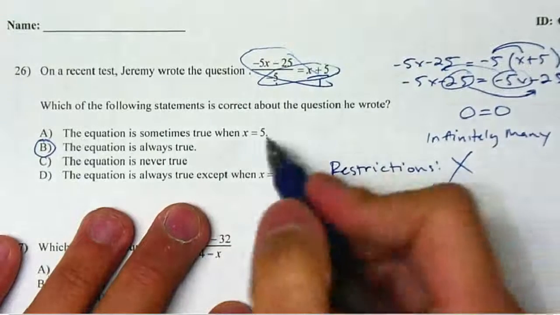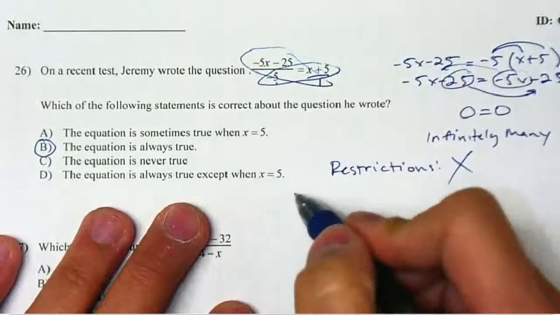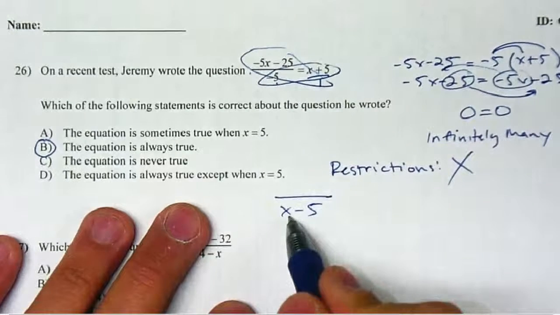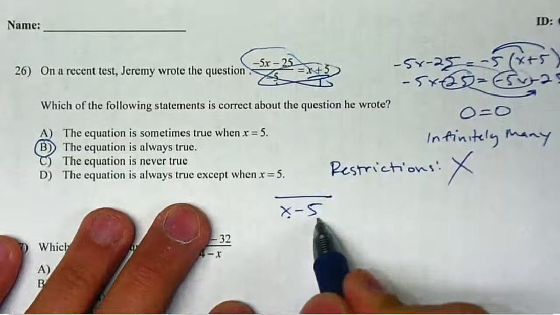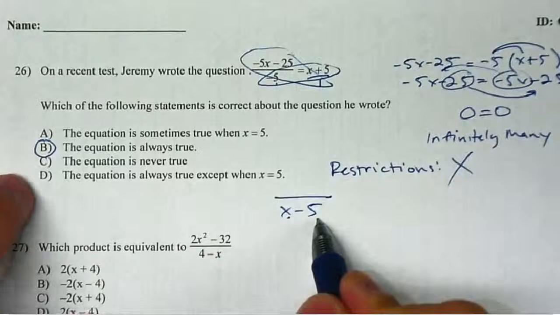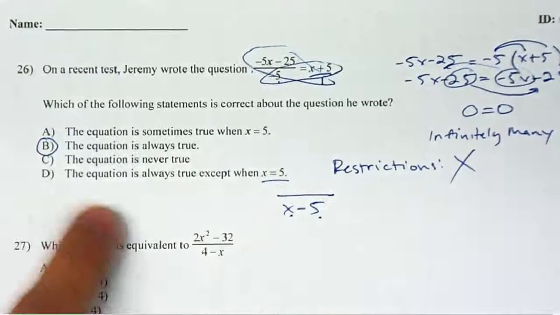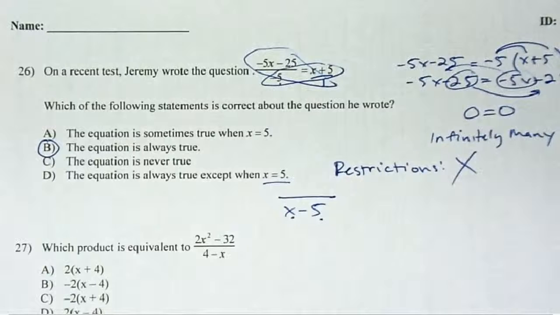But sometimes we may have a case where, for example, if this was x minus 5 on the bottom, then what would be a restriction would be 5. Because 5 minus 5 is 0, and that's a restriction. And so that might be something like x equals 5. If we have a restriction, it's still always true, but you have to watch out for those restrictions.